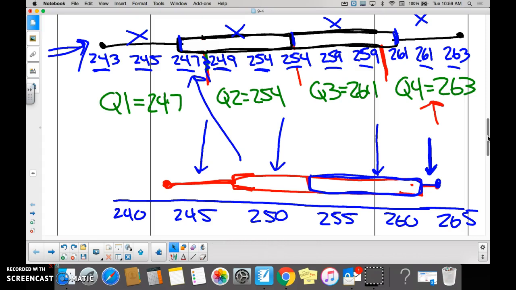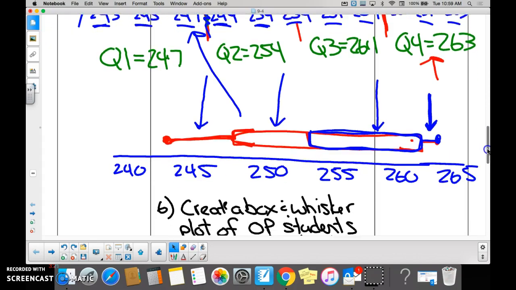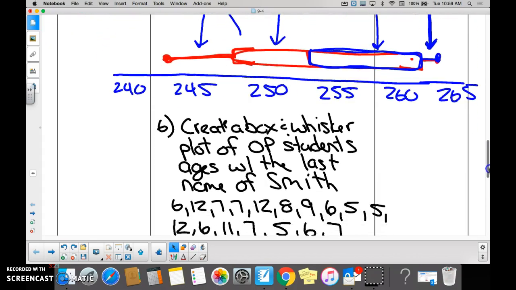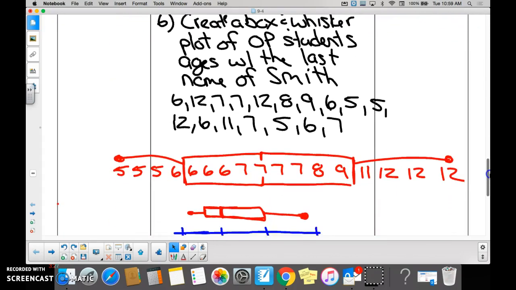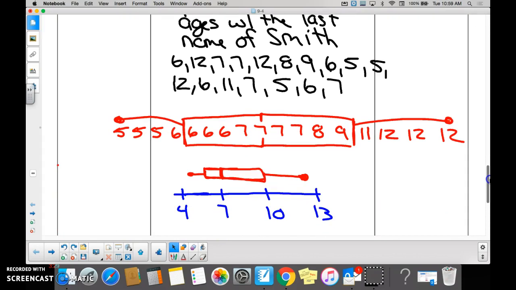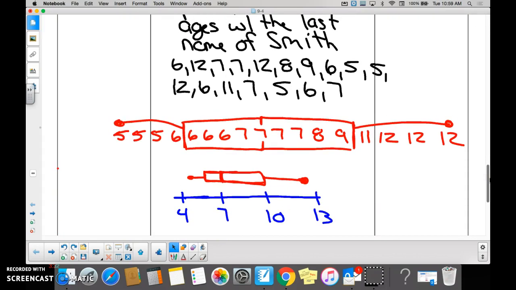The last thing you need to see is we did this again, but we did it with the ages of students whose last name was Smith. We constructed our own graph, and then we put it onto one that was given to us. So this was our given graph with equal intervals. And you can see that in quartile 3, we have our largest distribution of data. Yes or no? Okay.